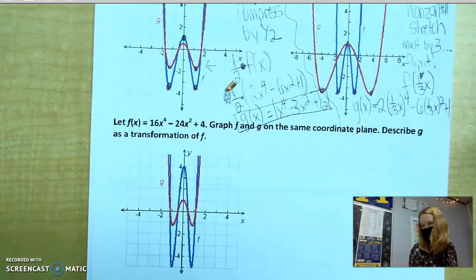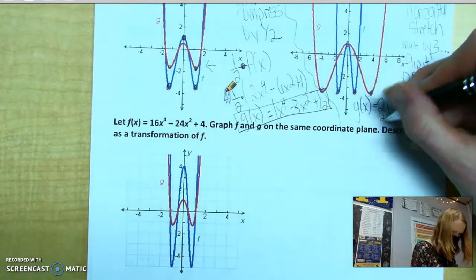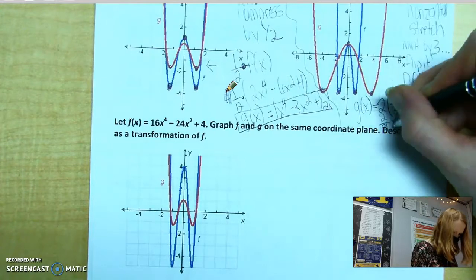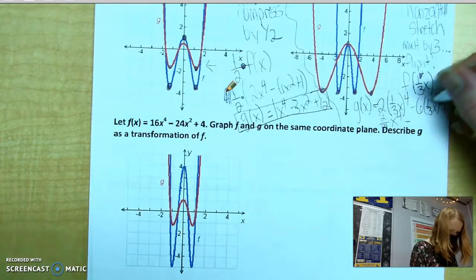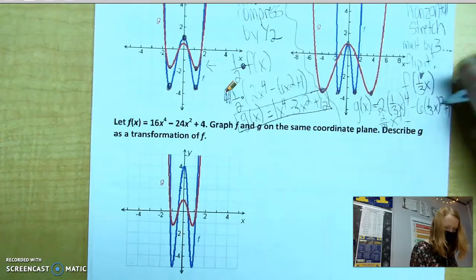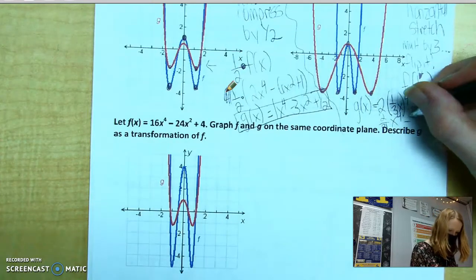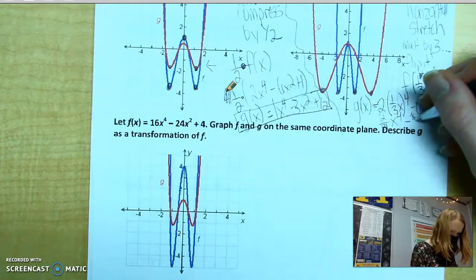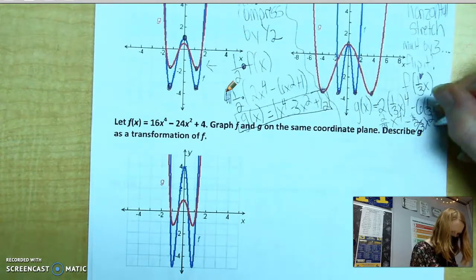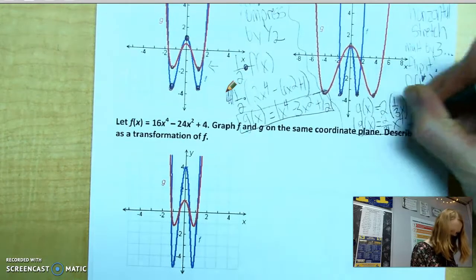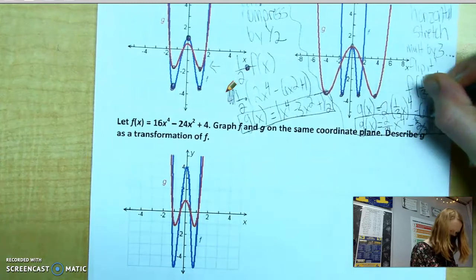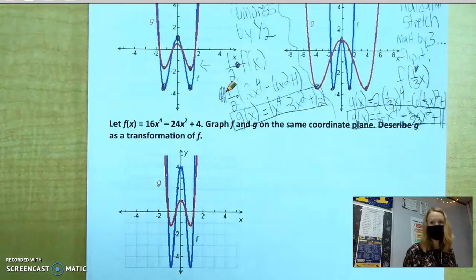3 to the 4th power, that's 81. So I would get 2 over 81 x to the 4th minus 1/3 squared is 1/9 times -6 would be -6 over 9, which would become -2/3 x squared and then plus 1. So once again, g of x is equal to 2 over 81 x to the 4th minus 2/3 x squared plus 1.